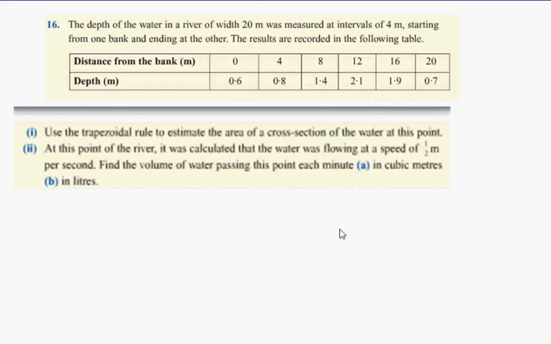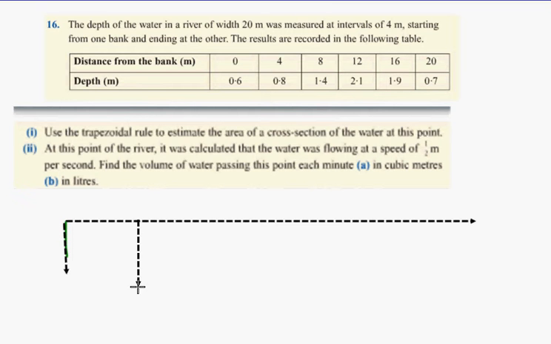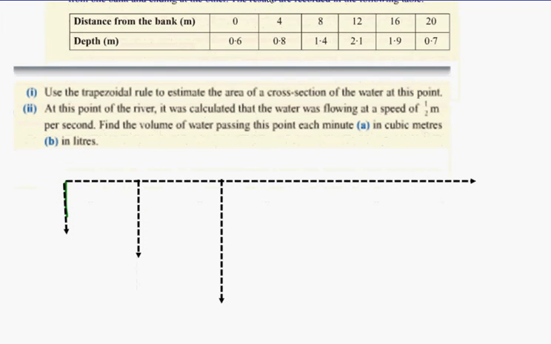So we just gotta get the area of it. Okay, if you imagine that this is the water level of the river, then at the start the depth is 0.6, and there are different depths as it goes along. So it's 0.6, this one here is 0.8, slightly longer, 8 is 1.4, which is longer again, 12 is 2.1, so that's even deeper, 16 is 1.9, and then finally 20 is 0.7.